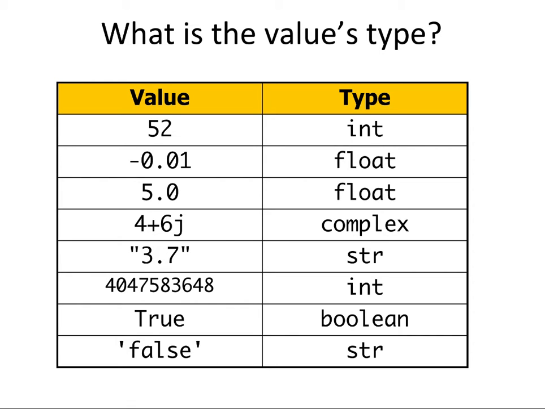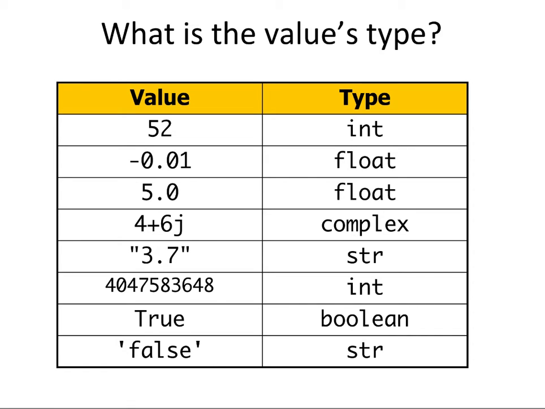4 plus 6j, that j is that key thing you want to look for. That's a complex. 3.7 looks like a float. Aha! But it's got double quotes, which means it's still a string. So strings can represent text or they can represent numbers. But the key thing is that when a number is in a string, it's treated as if it's some kind of a text.